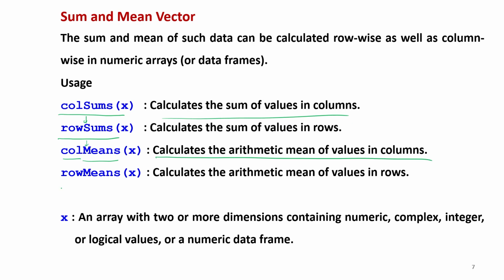And similarly, rowMeans, where M is in capital letters, will calculate the arithmetic mean of the values in the rows of matrix X. And this X is, say, an array of 2 or more dimensions containing numeric, complex, integer or logical values, or it can be a data frame also, right.